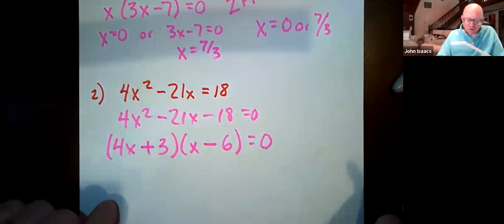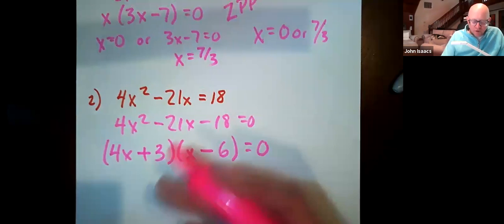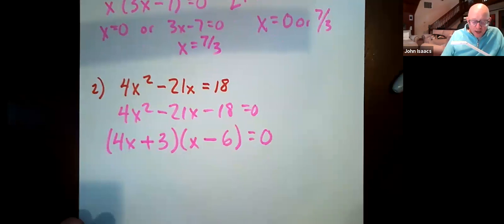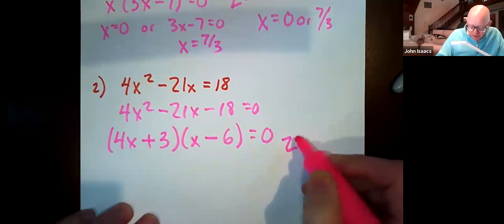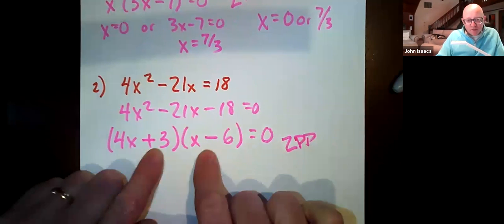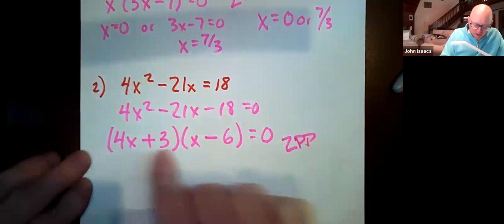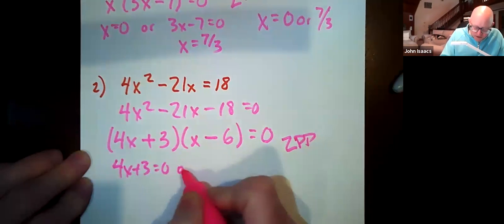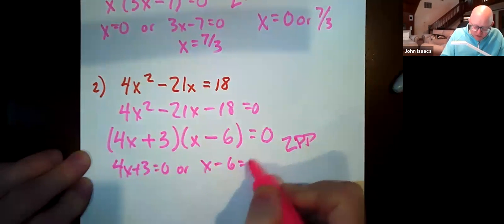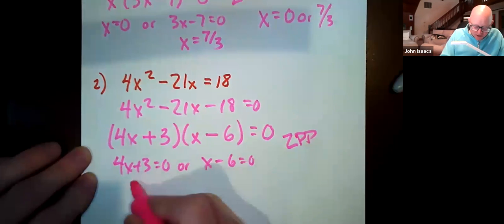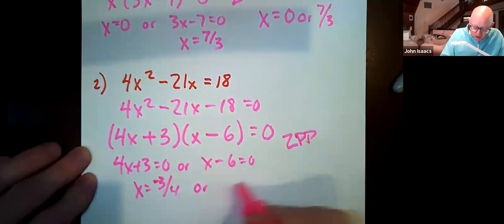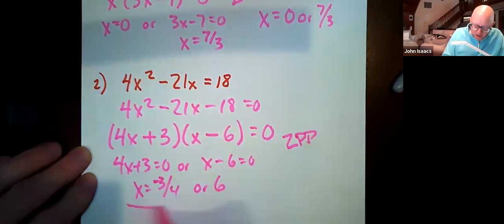You can see why chapter 8 was so important. Every time we have a quadratic equation, we have to factor to solve it. So now we're going to use zero product property again because we have two things that are being multiplied together. So either this needs to be equal to 0 or this needs to be equal to 0. And then we simply solve both of these equations. So x equals -3/4 or 6. All right, and then we have our answer.